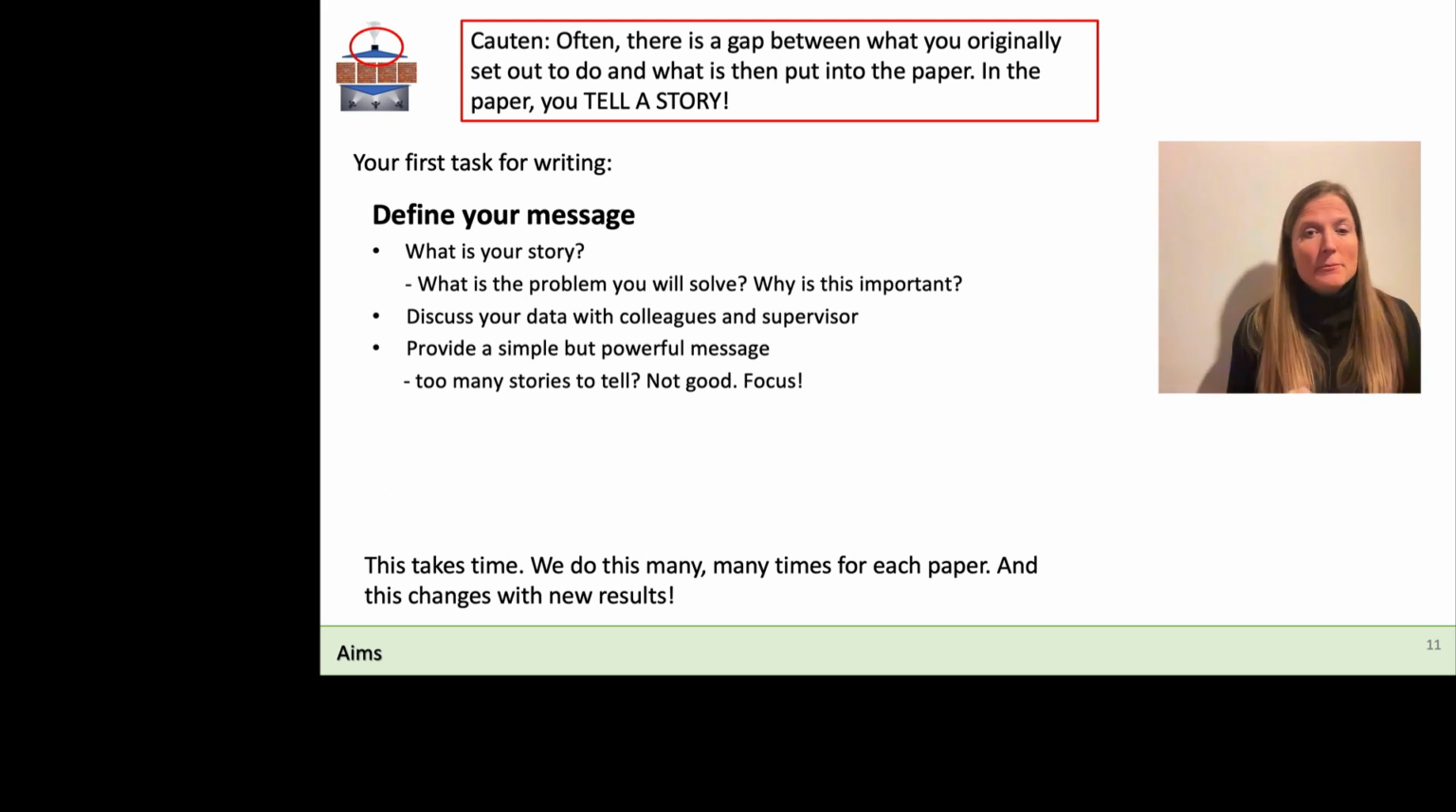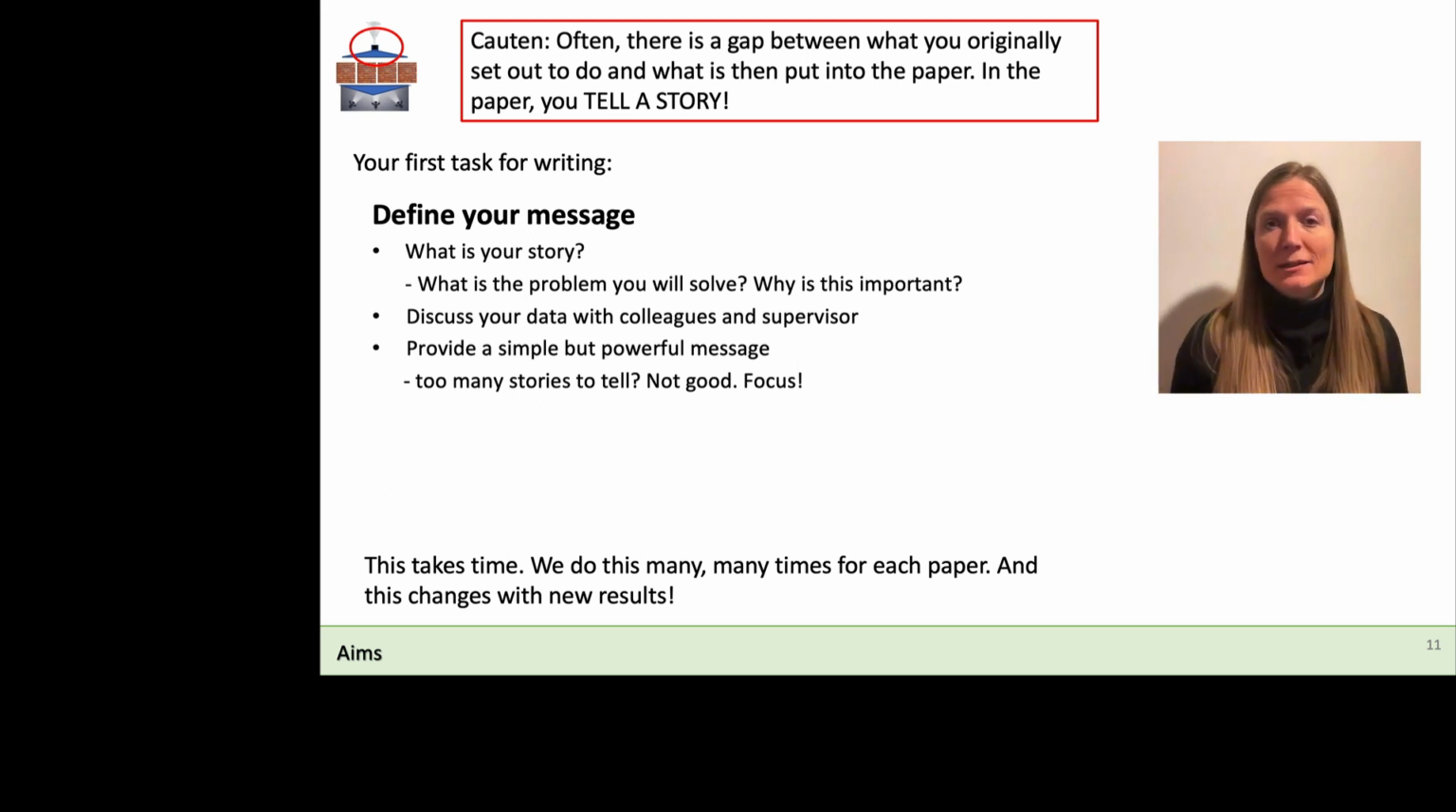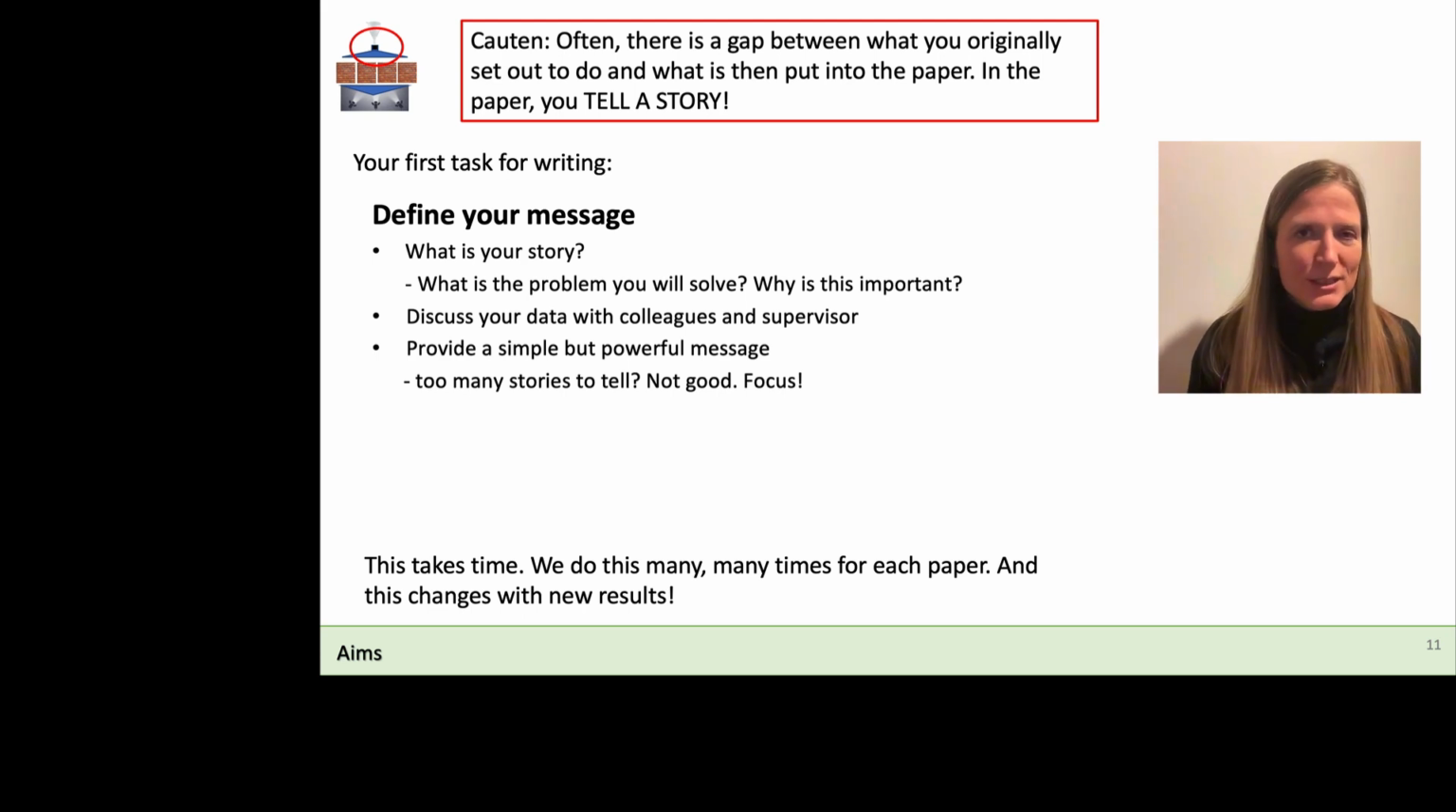We do this many, many times for each paper. It's sometimes very painful, but I actually enjoy the process. It's more like carving out the real story. And often many stories you can tell from different angles. And it's kind of nice to play with that.